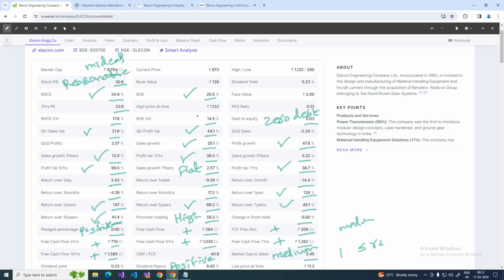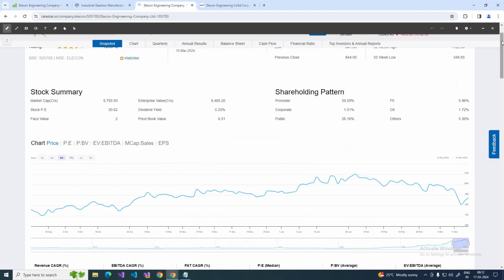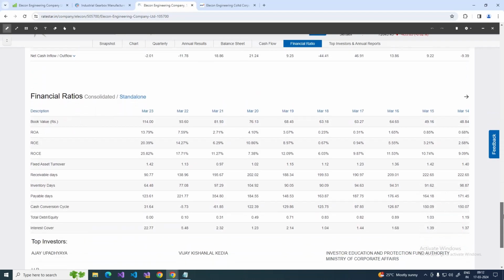Now we'll compare a few more things. Go to ratestar.in, go down. We'll check ROE, ROCE throughout 10 years. In 2014, ROE is 2.68 and ROCE is 9%. So this is less. Here also 3%, 10%. This is also less. Here 5%, 11%. This is also less. 0.9%, 9.8%. This is also less. Here 0.6%, 6%. This is also less. Here 8%, 12%. This is also less. 10%, 7%.